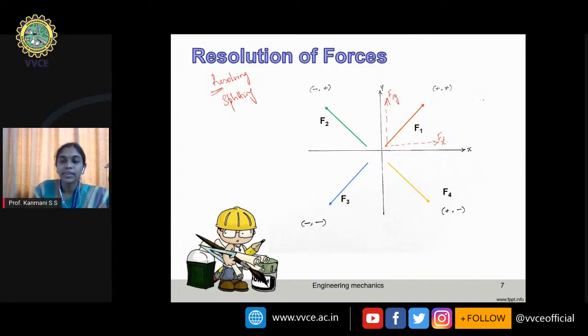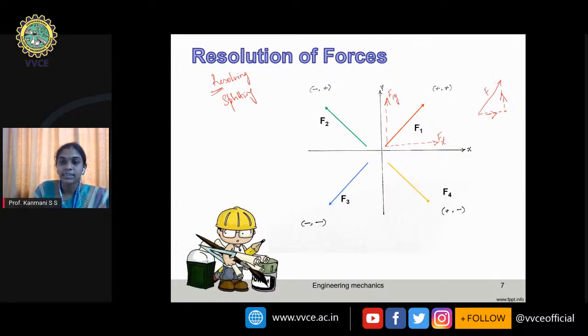Or simply I can write it like this. If you have a force F1 like this, you have to draw two parallel lines, one parallel to the x-axis, another parallel to the y-axis, start from the tail, move towards the arrowhead. I repeat, start from the tail, move towards the arrowhead. That's how I put the signs or the directions to get these directions.